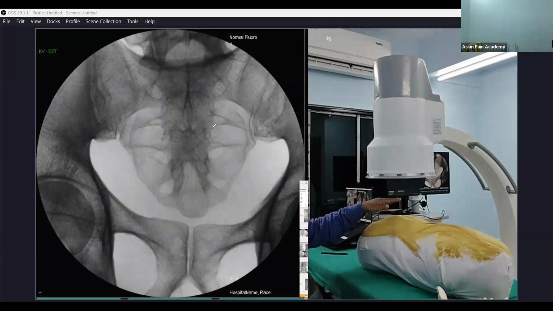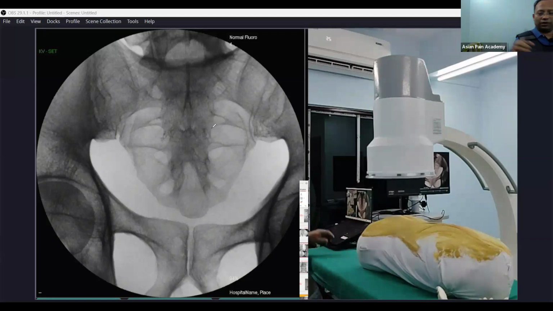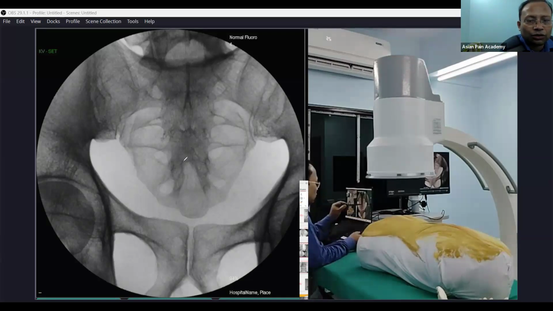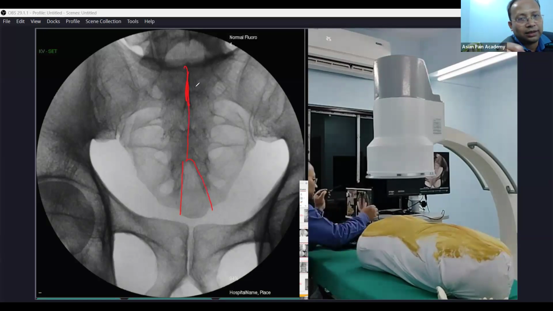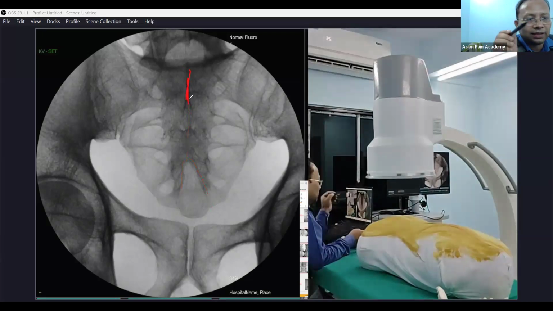Here it is not a lumbar spine procedure, so we don't need the Scotty dog view. First in AP view we will see the sacral area, meaning the caudal canal area. Here in AP view only, we can actually see where the caudal canal is. So this is the caudal canal. You can see that this is the midline. These are the sacral spines we can see.